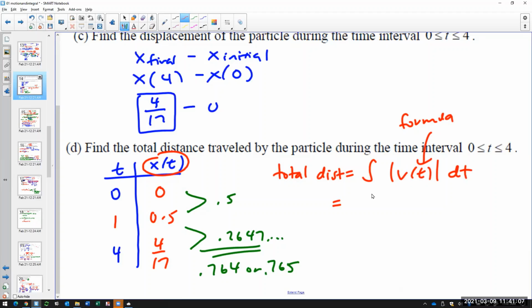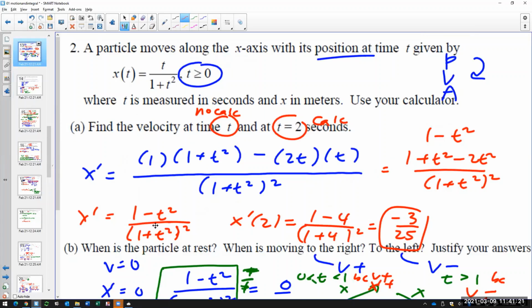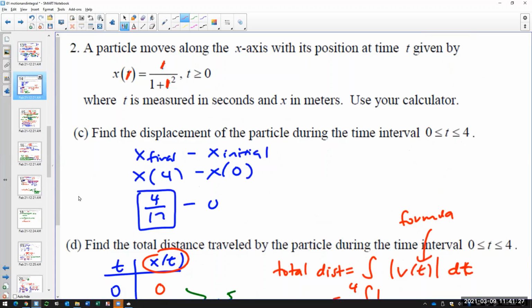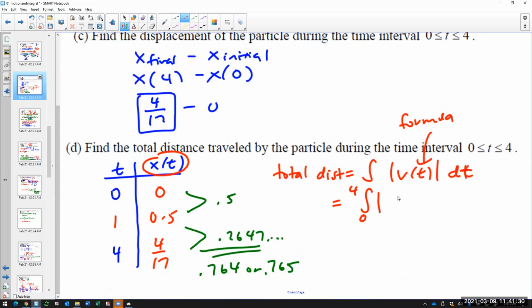Okay, so it's going to be the total distance from, this is a t, so time 1 to time 2. What are going to be my times on? 0 to, I need another time, 4, okay? What's my velocity? Do you remember I found that over here somewhere? My velocity is 1 minus t squared over 1 plus t squared squared, okay? So this is going to be 1 minus t squared over 1 plus t squared squared, absolute value dt, okay?